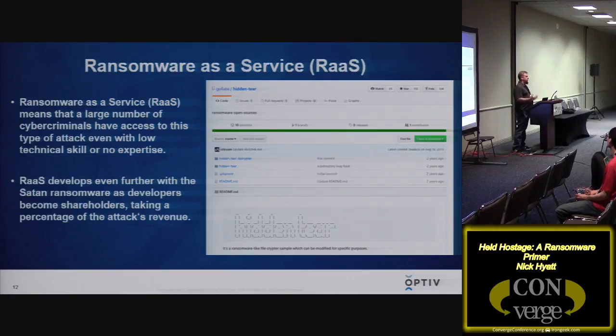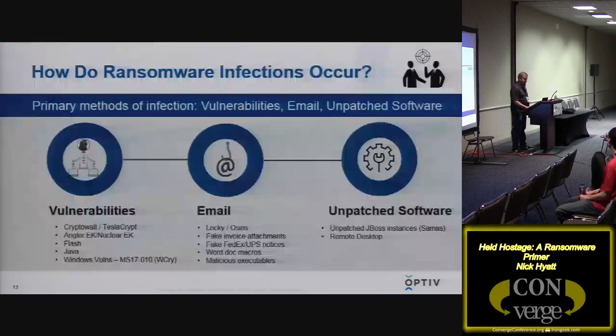It developed even further with the Satan ransomware, where the developers became shareholders. They said, we will help you develop this and distribute it. You give us a 30% cut. So it really reinforces that malware and adversarial attackers, while they can be political, they are also business oriented. So malware is a big business. If you have gray morals, you know, maybe you want to drive a Mercedes building ransomware. I don't recommend that, but.